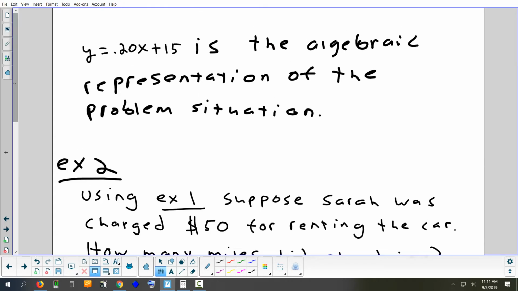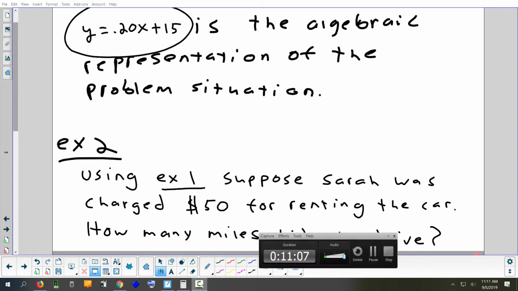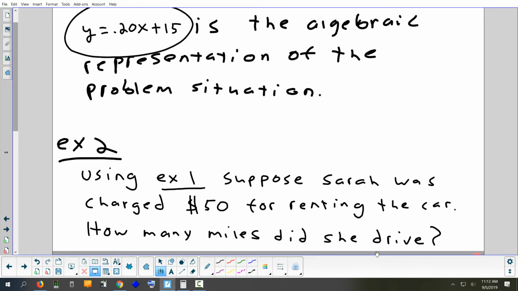Well, we're still using the same equation, the one with the y-intercept of 15, so that part's going to be the same. Instead of trying to figure out the total cost, it's basically just giving you the total cost instead of you doing it the other way around. You're finding the miles this time, not the cost. So where's that 50 going to go? It's going to go in for y.